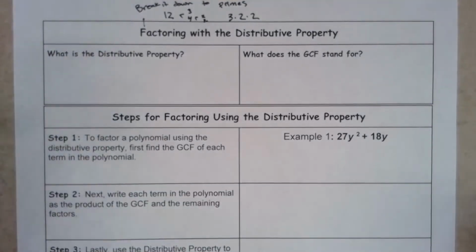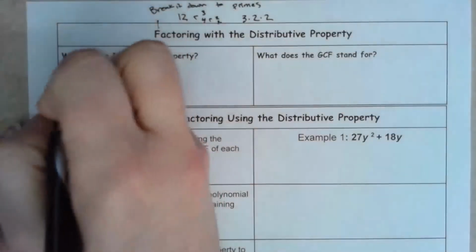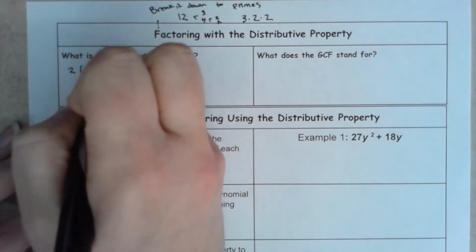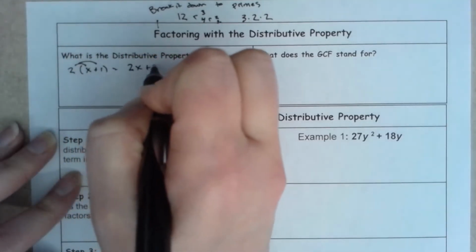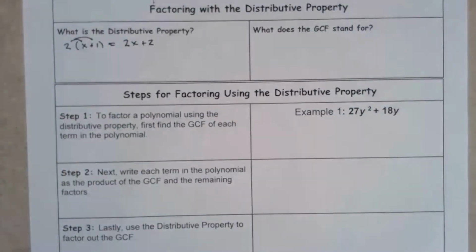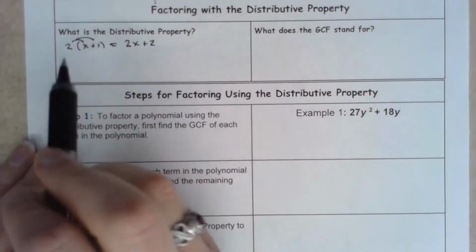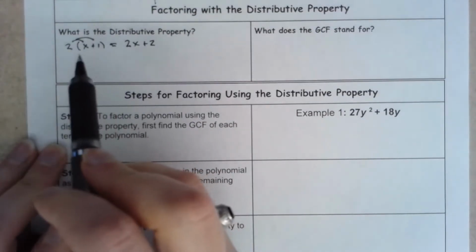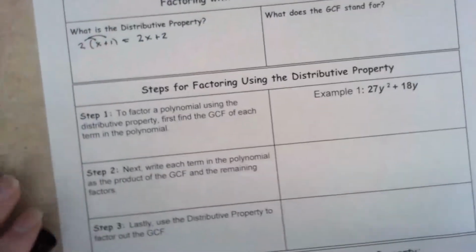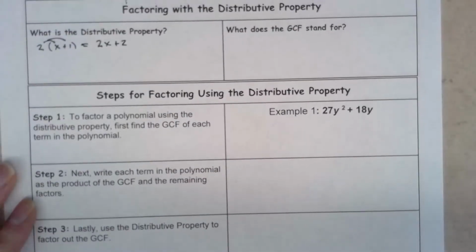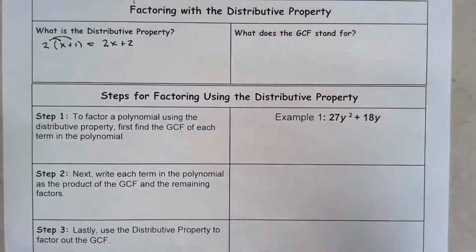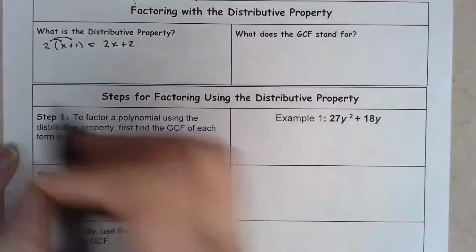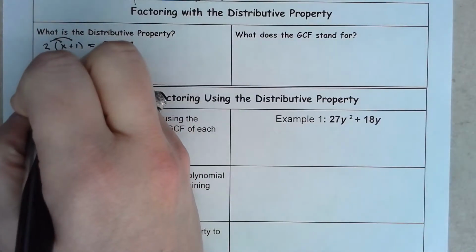We're going to do factoring with the distributive property. If you remember, the distributive property is saying that if you had 2 times (x plus 1), you can multiply that across to get 2x plus 2. So you can multiply it or distribute it through. That's the distributive property. We are going to do the opposite of that. It's a little blurry. There we go.